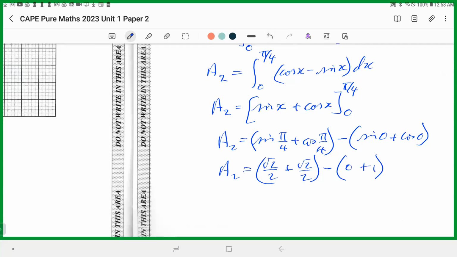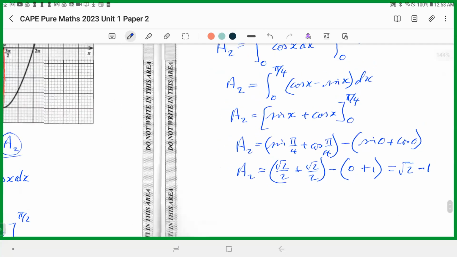What does this work out to? Now this is root 2 over 2 plus root 2 over 2, so it becomes just root 2. And this is minus this 1. So it becomes root 2 minus 1. That is area 2.